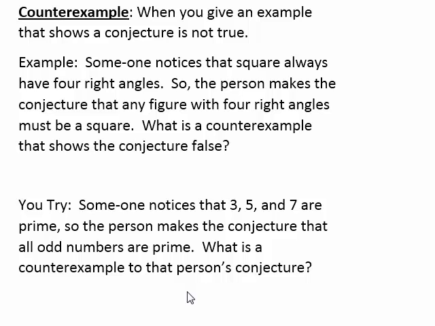You could give that person any odd number that is not prime. So for example, we could give the number 9 because 9 is divisible by 3. So 9 would be a good counterexample.